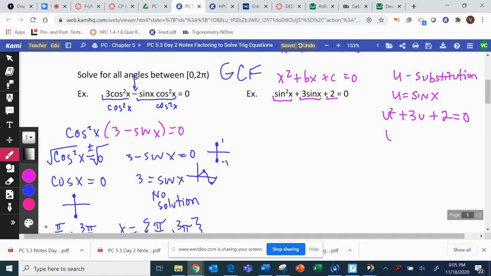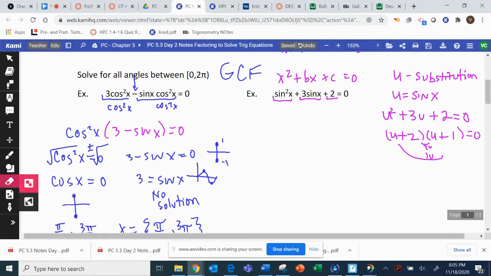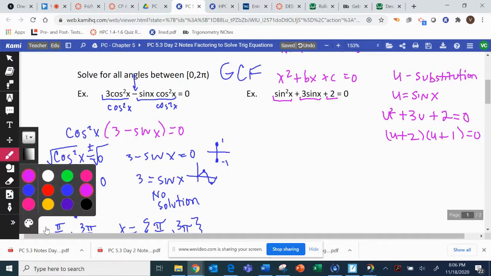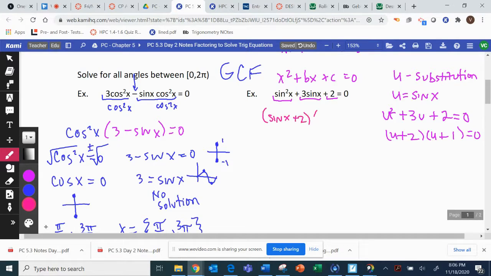And if I factor it this way, and I check my factoring, let's see, that's a 1u and 2u, which adds up to be 3u. So I've checked my factoring and this factors correctly. Then what we do is we go back and put sine x back in where the u's were. So (sine x + 2)(sine x + 1) = 0.